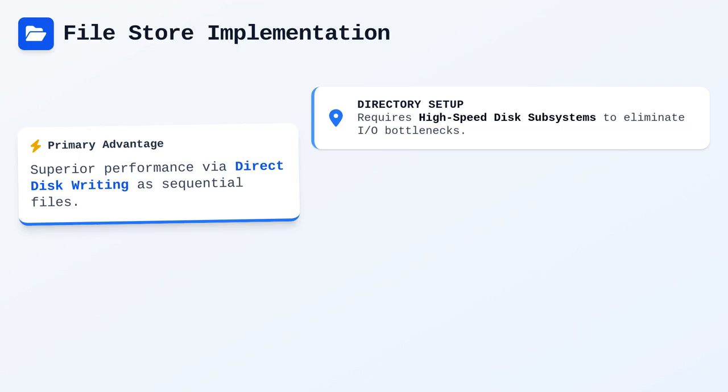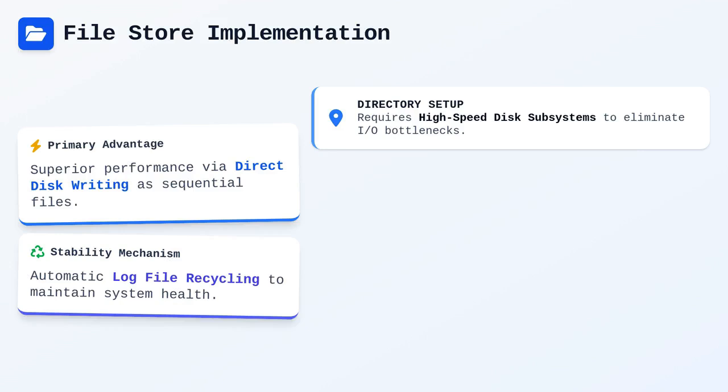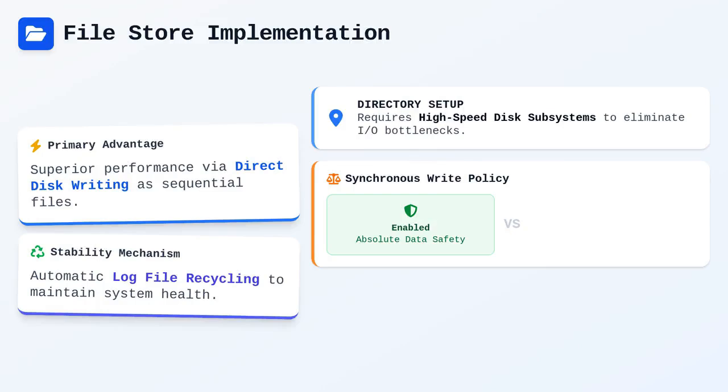It is important to remember that WebLogic Server manages these files by creating a collection of log files that are recycled over time, which contributes to overall system stability. You should configure the synchronous write policy carefully, as it dictates how and when the system forces data to the physical disk, balancing the trade-offs between absolute data safety and overall system latency. If you choose a configuration that disables synchronous writes, you gain speed but risk data inconsistency during a power failure, which is rarely an acceptable trade-off in production enterprise environments.